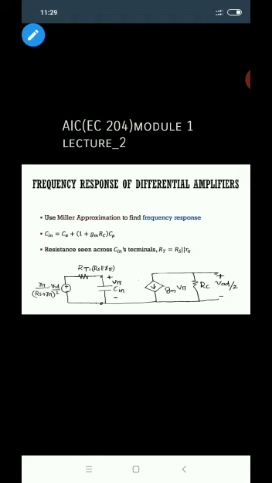So here we have C in, that is the capacitance looking from the input side. The total capacitance C in is equal to C pi plus 1 plus Gm into RC times C mu. Now here the resistance seen across C in's terminal, that is the input capacitance terminal, the total resistance RT equal to RS parallel R pi. Here I have given RT is equal to RS parallel R pi.